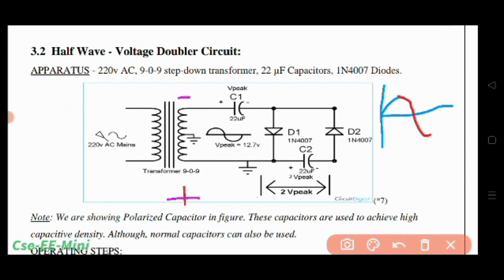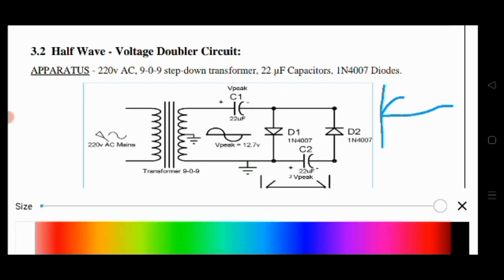So this is all about the hypothetical situation I was talking about, and in the real situation it will take a few more cycles. Let me quickly tell you how it will take a few more cycles. Let us go back to the first positive half cycle. During the first positive half cycle, capacitor C1 gets charged.